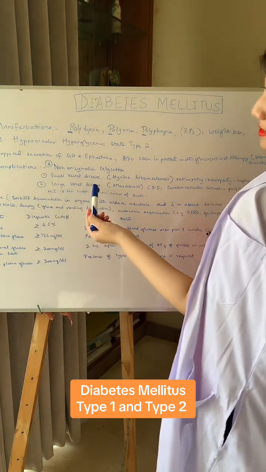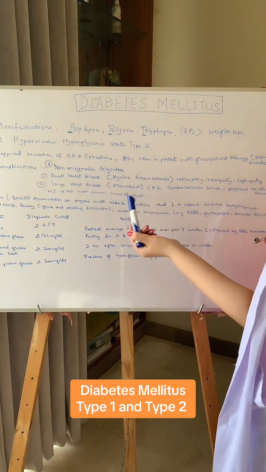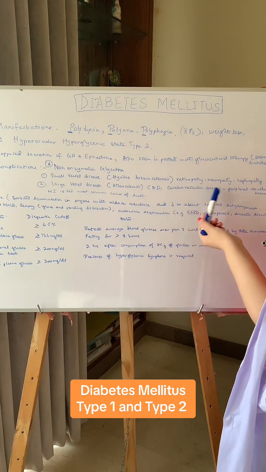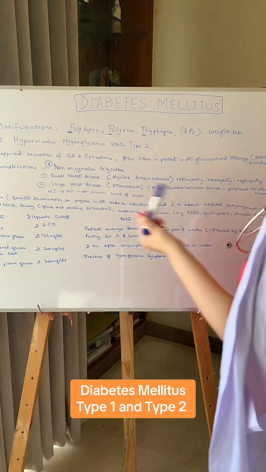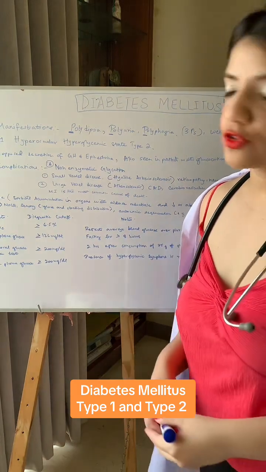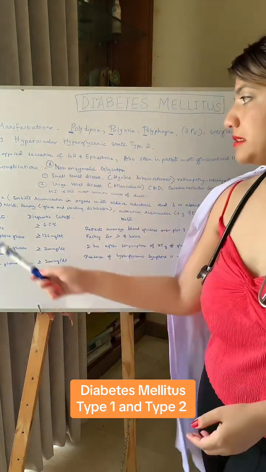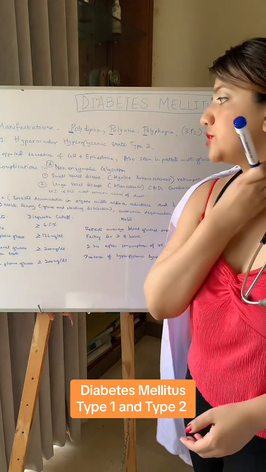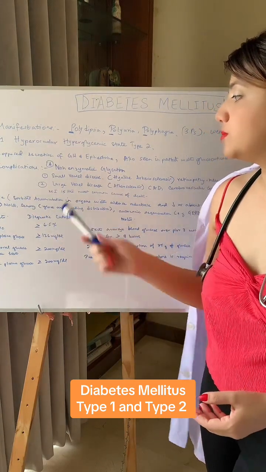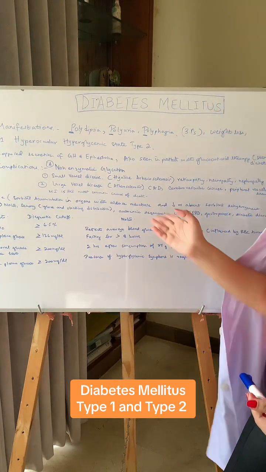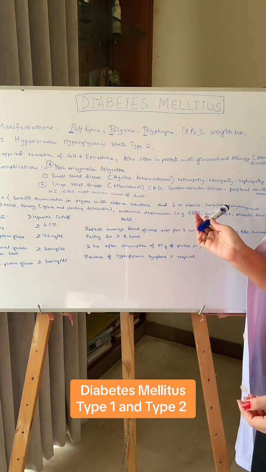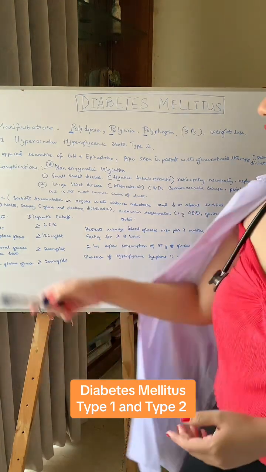The large vessel disease is atherosclerosis, of course. We have coronary artery disease, cerebrovascular disease, peripheral vascular disease, and myocardial infarction is still the most common cause of death in diabetes mellitus. Now, another chronic complication is osmotic damage, which is sorbitol accumulation in organs with aldose reductase and/or decrease or absence of sorbitol dehydrogenase.